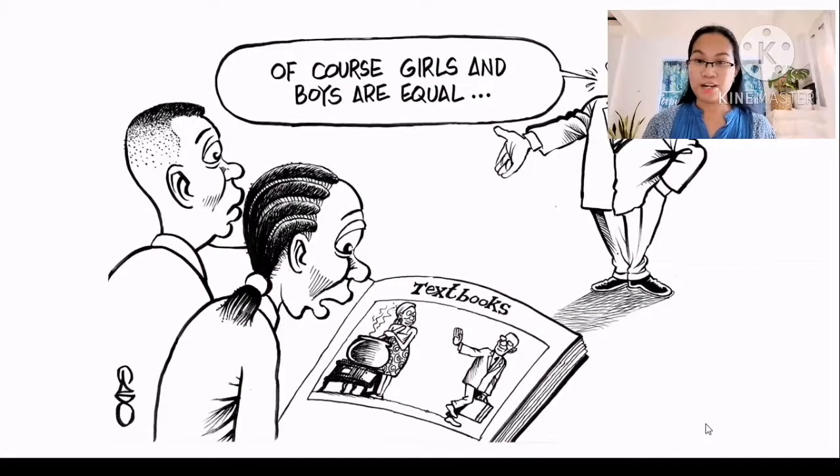Okay, again, we are trying to attain gender equality. For example, this one, of course, girls and boys are equal. But looking at the textbooks, looking at the materials, which play a role also in the education of the students, tingnan nyo yung textbooks. Ano yung pinoportray na role ng babae at role ng lalaki.